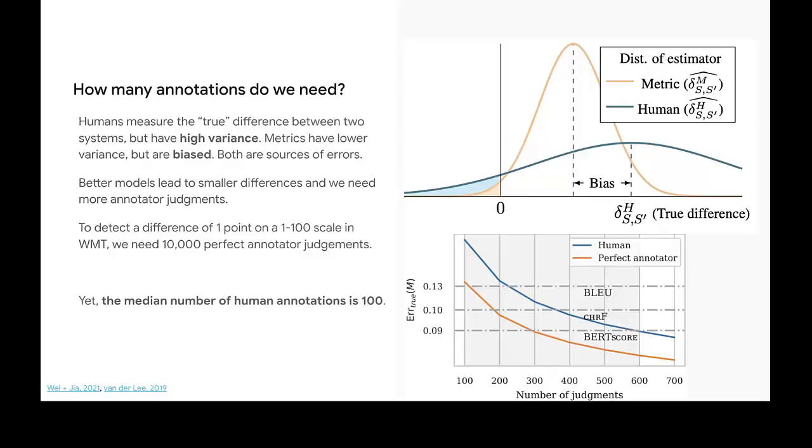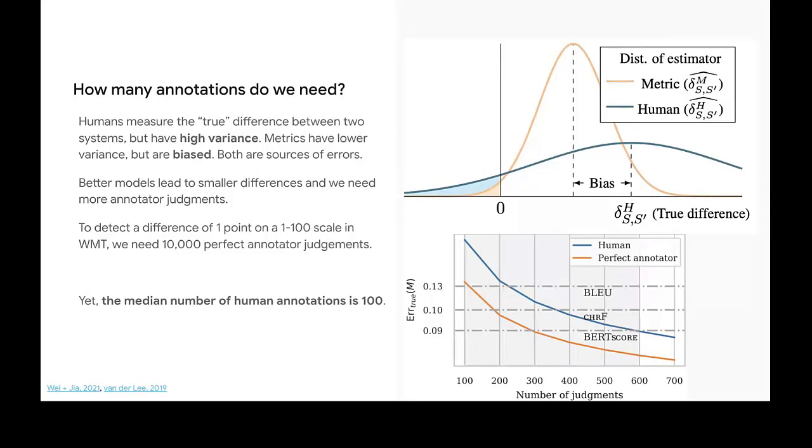perfect annotator judgments, and crowdworkers are by no means perfect. And that is particularly an issue as our systems get better and the differences between systems get harder to detect.